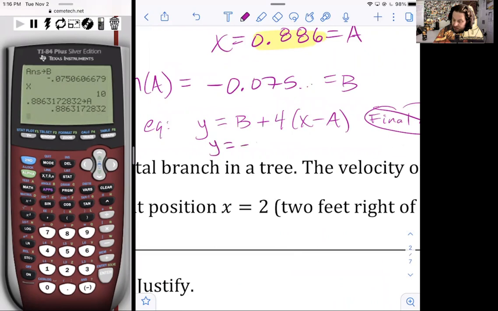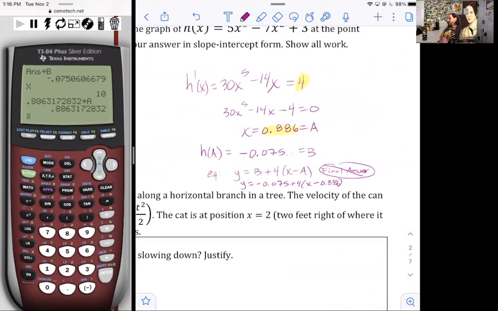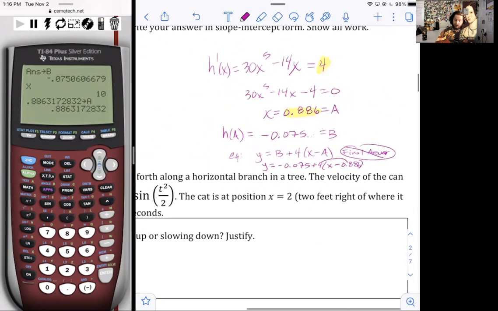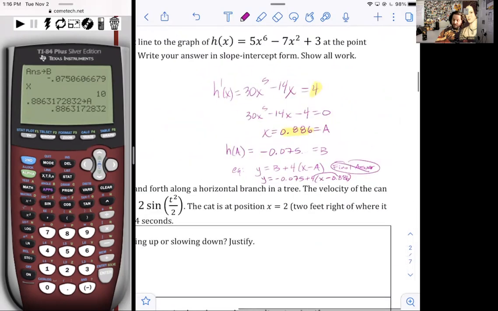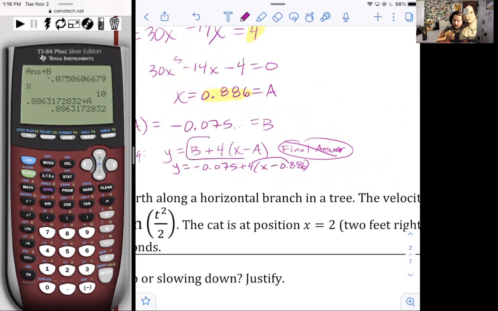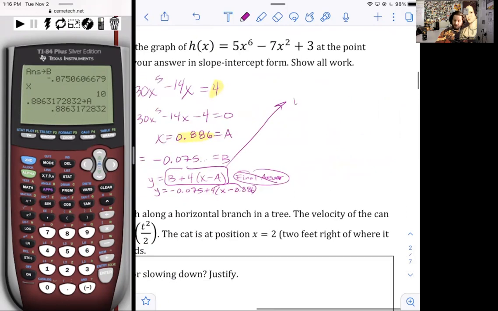So we'll actually plug in -0.075 plus 4 times X minus 0.886. Now, she says to write it in slope-intercept form. So if you're going to do this in slope-intercept form, once you write it down in point-slope form, do you want to just distribute the 4 times 0.886? No, because that means that you're going to have a non-exact answer anymore, right? So that's where leaving it in terms of A and B as an intermediate answer could help you get it into that final form. So let's just go ahead and distribute.